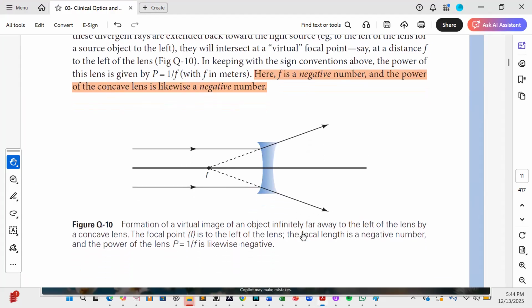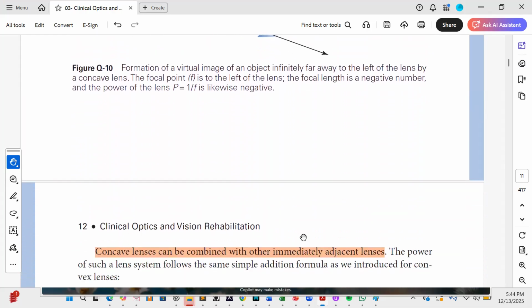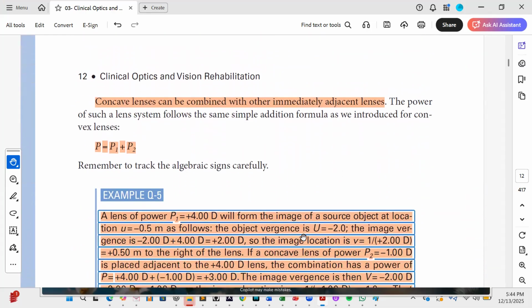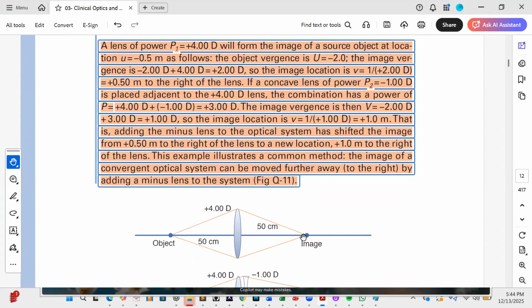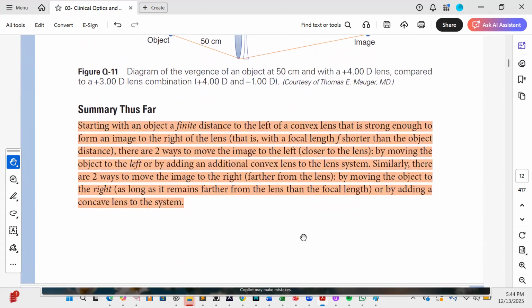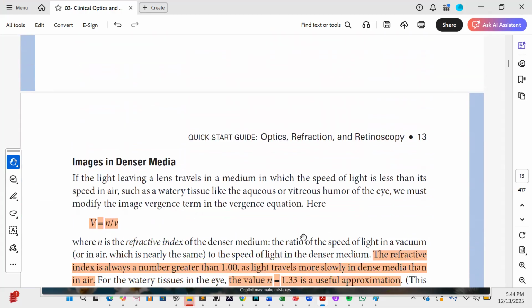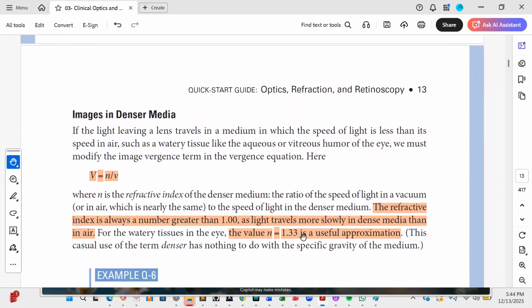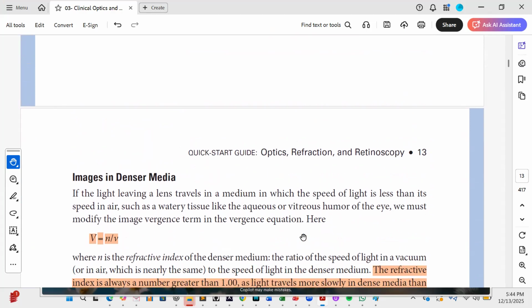Because the power of a concave lens is negative, you can actually do a combination of powers. It's not a common thing. So that's the summary. You want to read the summary to get that. So we'll start from here in the next reading.